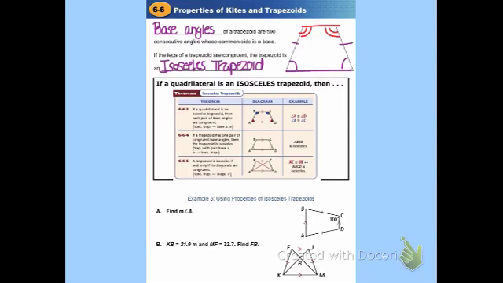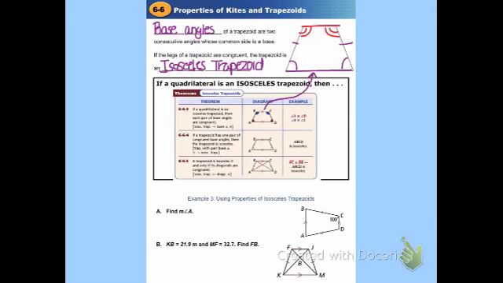And if something is an isosceles trapezoid, then these things are true about it. First of all, if a quadrilateral is an isosceles trapezoid, then each pair of base angles are congruent. Well, that's what I just alluded to here, this fact I just marked on this drawing. So your base angles will be congruent, much like in an isosceles triangle. In an isosceles trapezoid, the base angles are congruent.